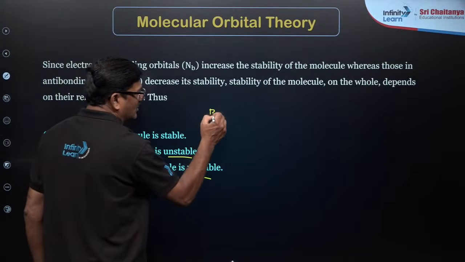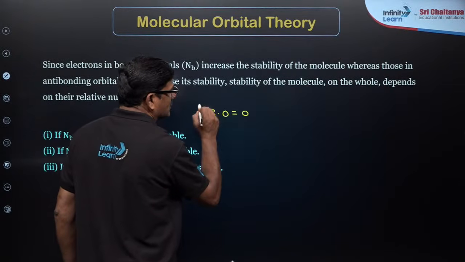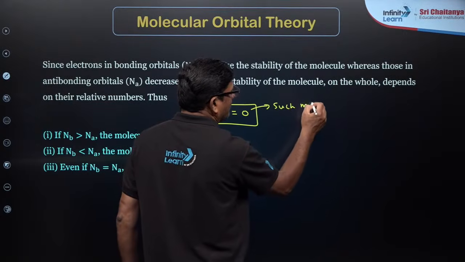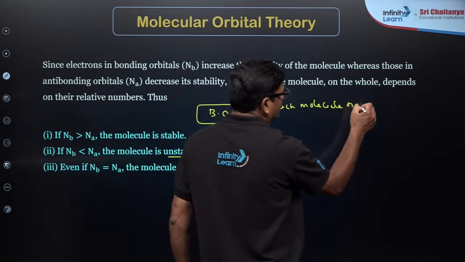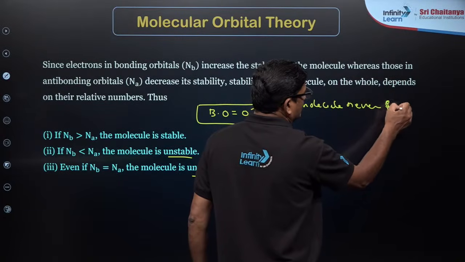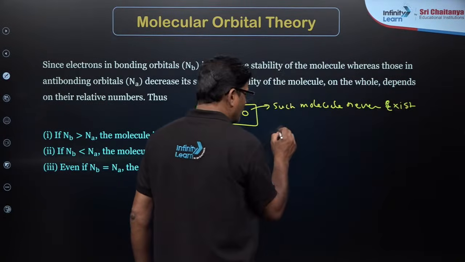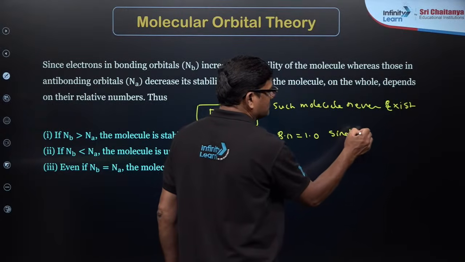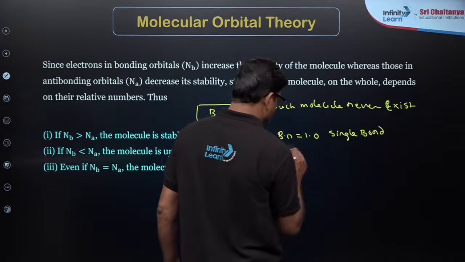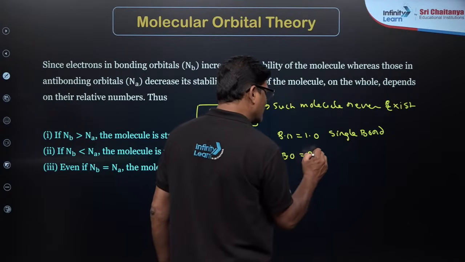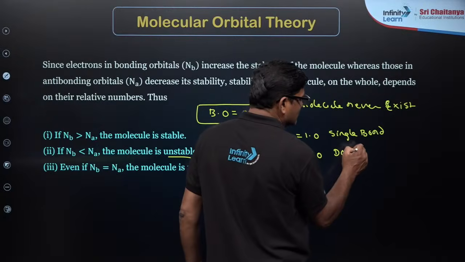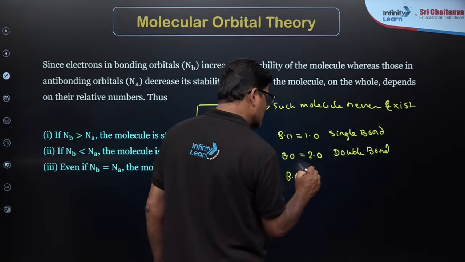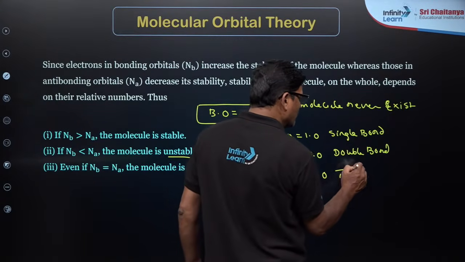If bond order is 0, such a molecule never exists. While bond order equal to 1.0, a single bond exists. If bond order is equal to 2.0, a double bond exists. And if bond order is 3.0, a triple bond exists.